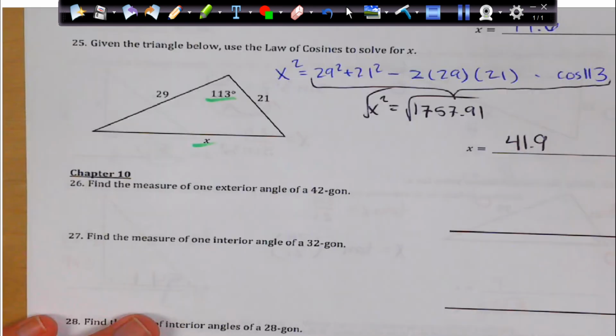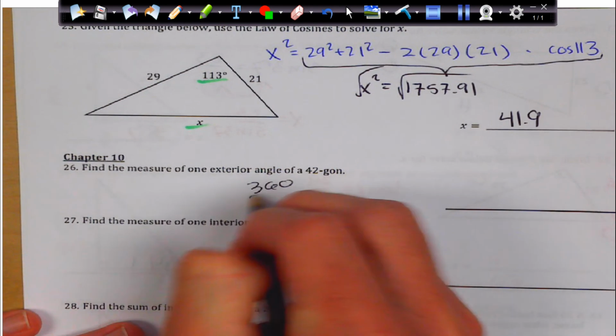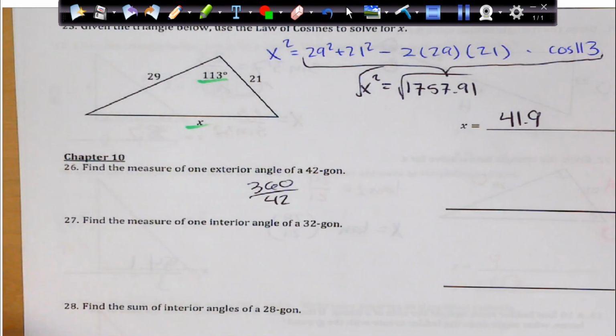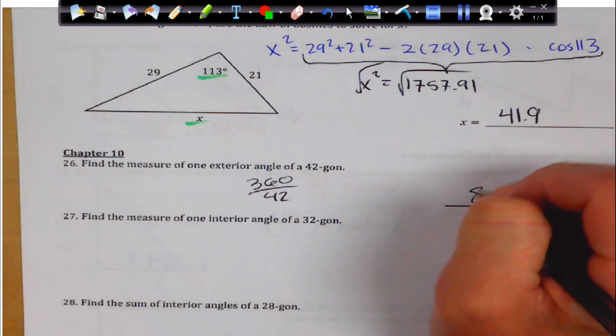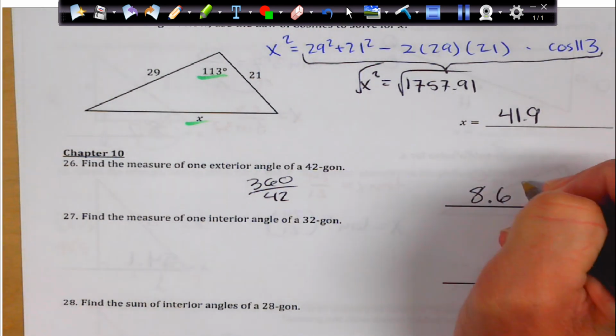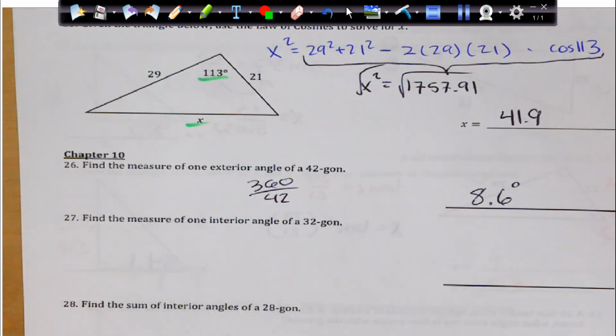One exterior angle. So all we have to do is take 360 and divide it by the number of sides, because there's 360 exterior. And if we divide that, we get a funky number, but it's about 8.6 degrees.